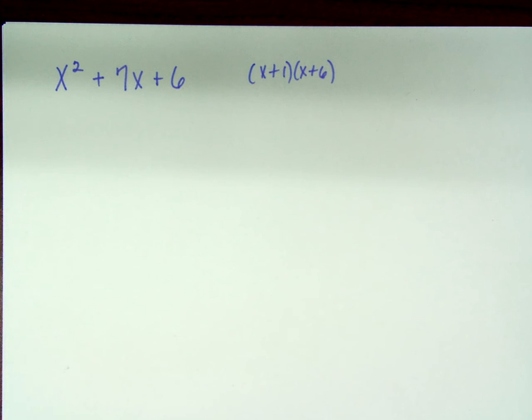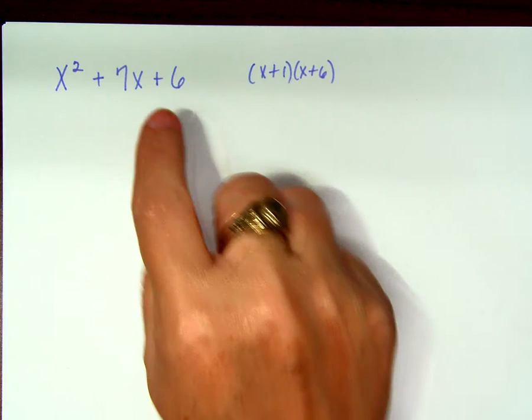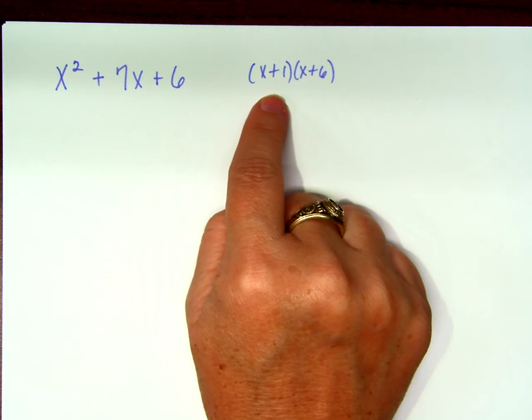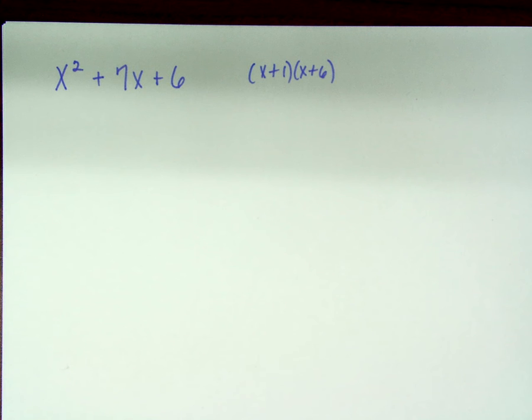Okay. So what I would like to show you today is we already have this problem set up for us right here. We already know what the answer is. Today what we're going to talk about is when the leading coefficient is not 1 and how to do that.